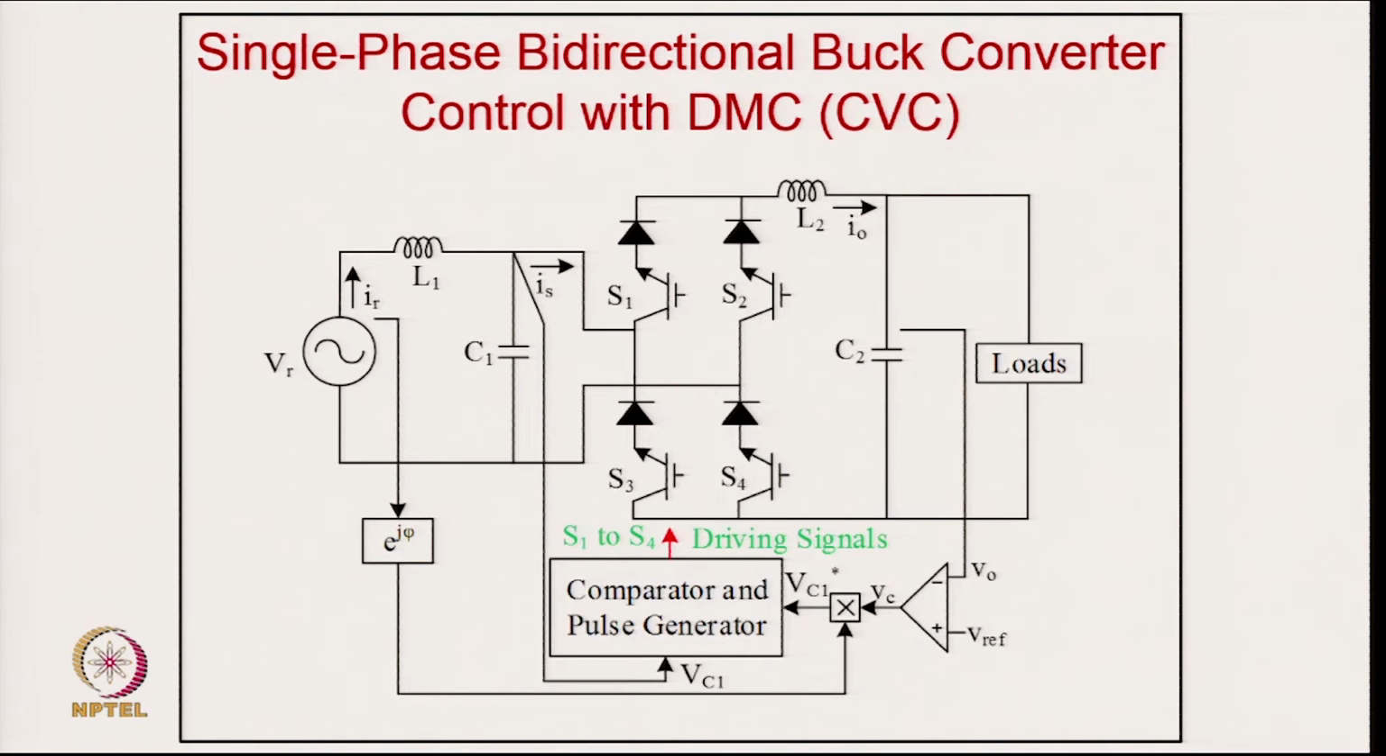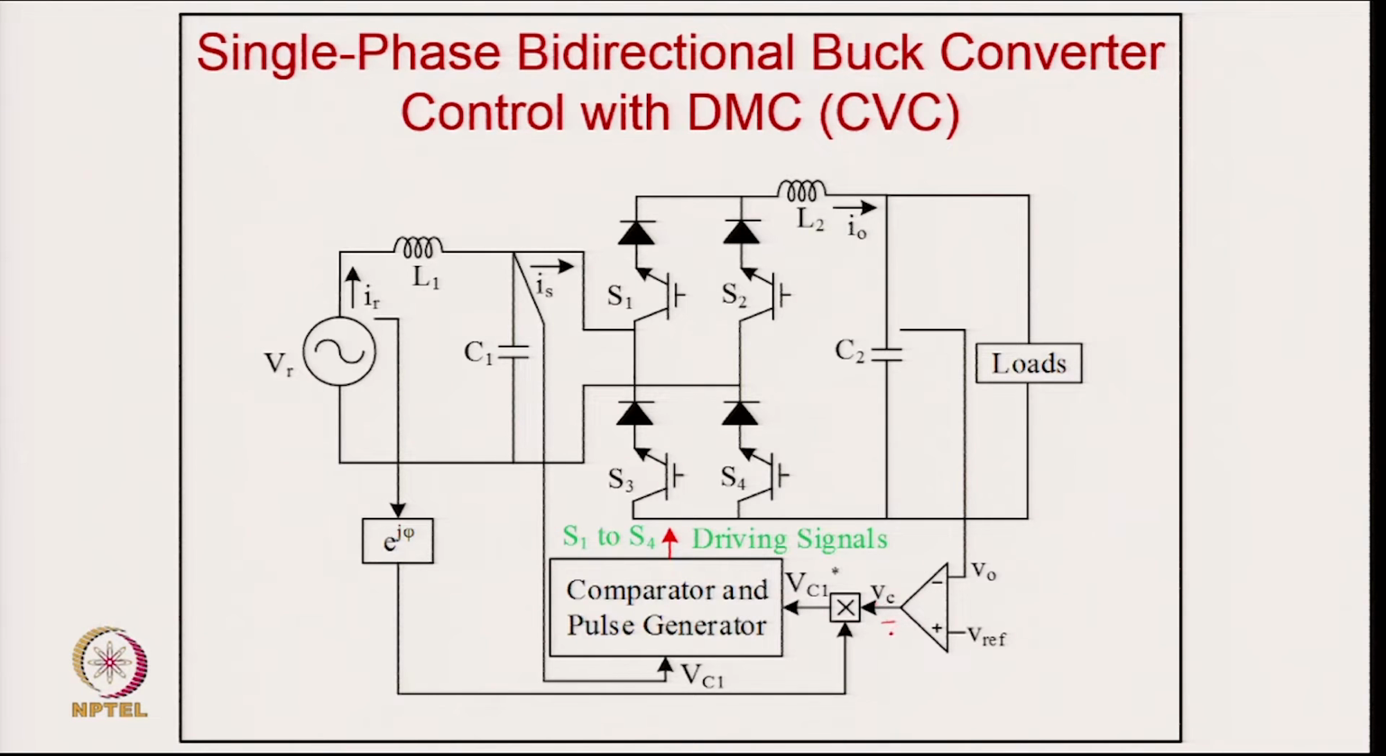So, coming to the control part of this, control is quite straightforward here. We are regulating the output voltage and we have a reference output voltage. With the controller we get the control voltage at the output. This is not only an error amplifier, but a kind of PI controller, PID controller.